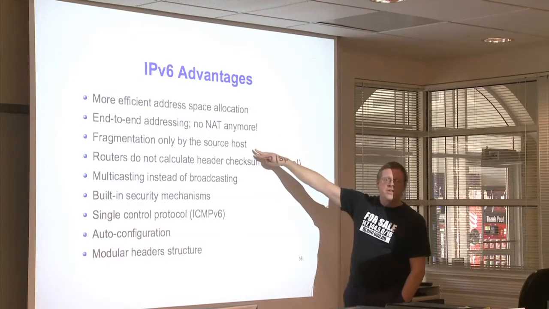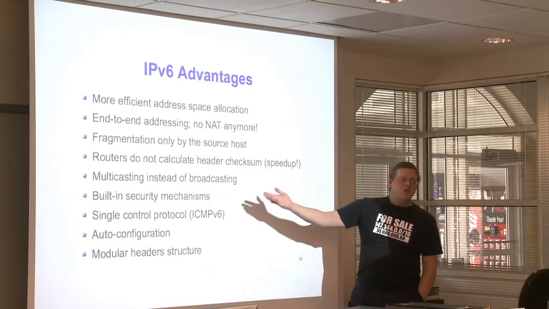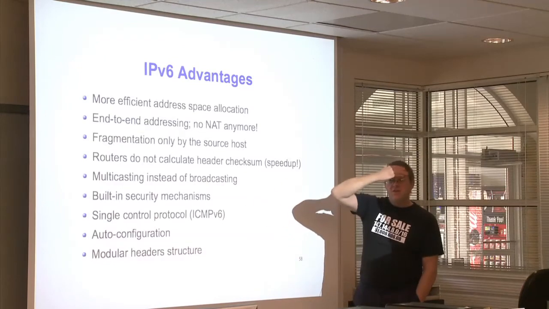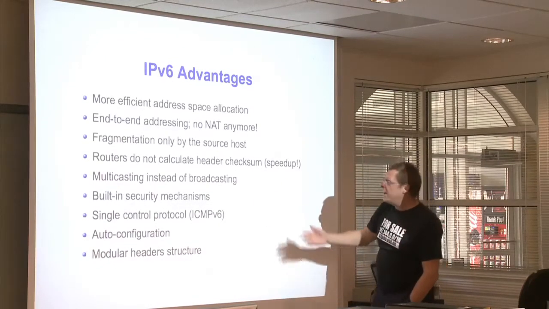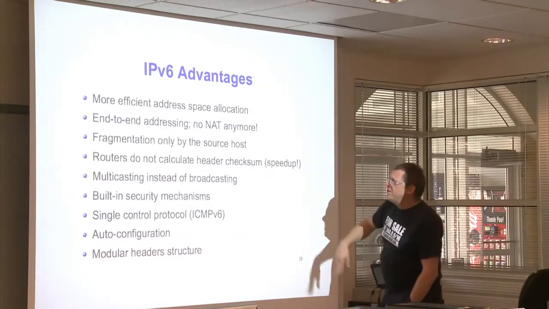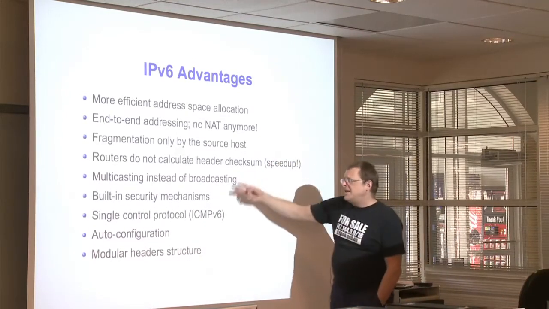Fragmentation only by the source. That's kind of nice. I don't know how much trouble is really caused by fragmentation anyway, though. I think now that we don't have too many token ring networks around anymore, there isn't really that much variation in packet size. But anyway, routers don't calculate the header checksum, which is a small thing.